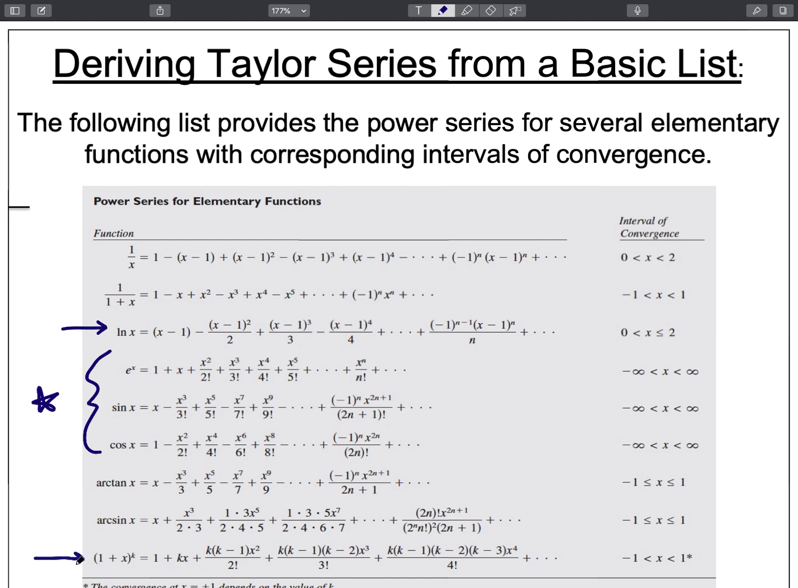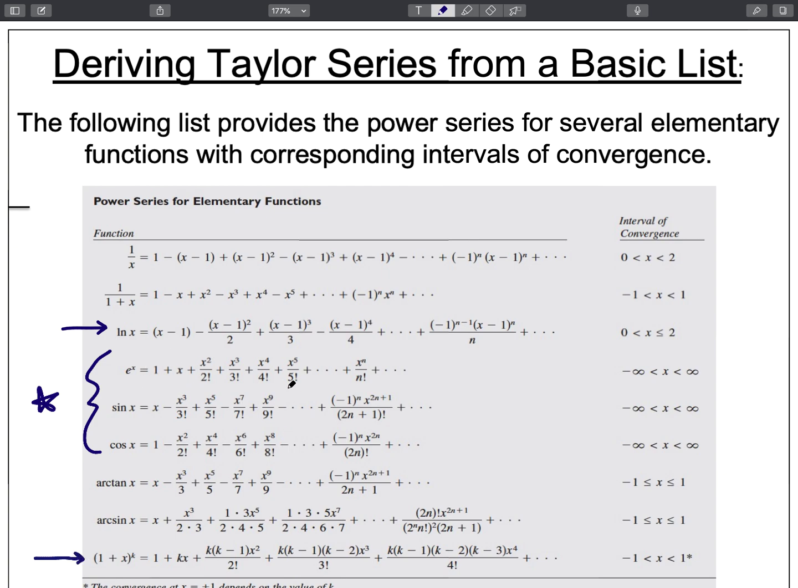I wouldn't commit all these to memory. I think mostly e to the x, sine, and cosine would be pretty good. If you could do natural log, I would say that's in your advantage as well. It's not terribly hard to come up with. If you look at the power series, it's not super extravagant or exquisite.